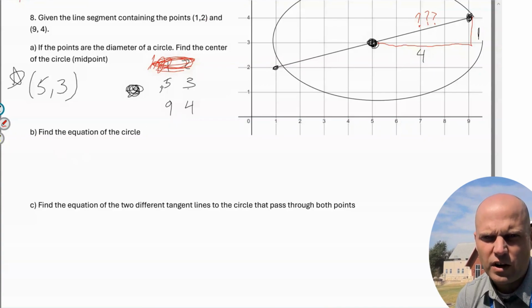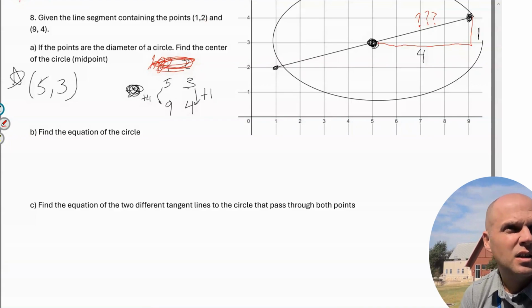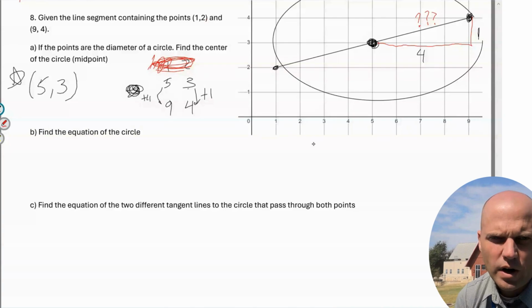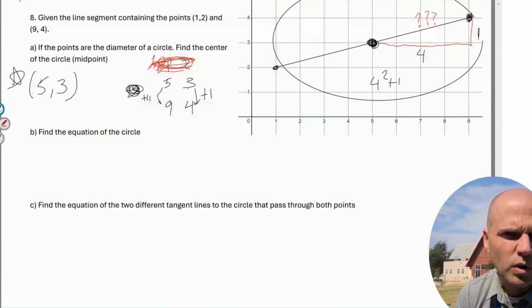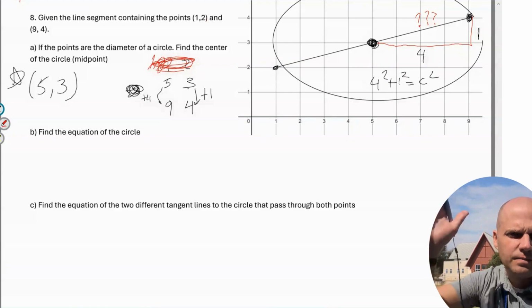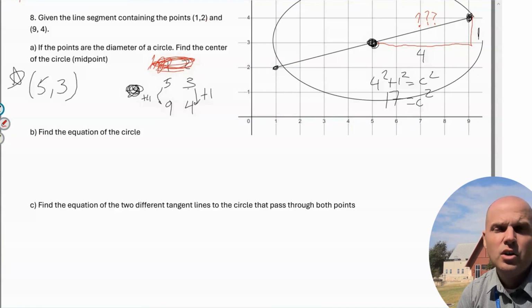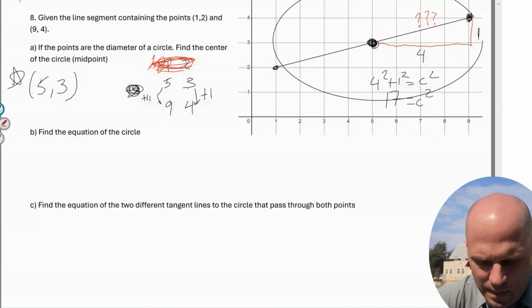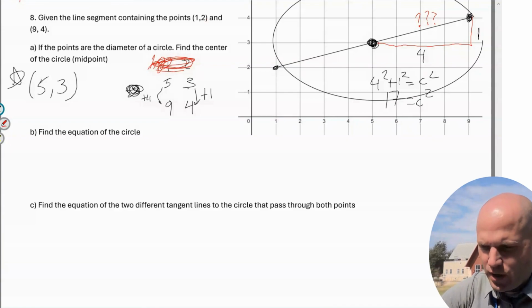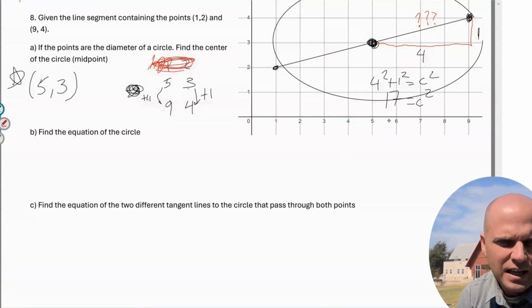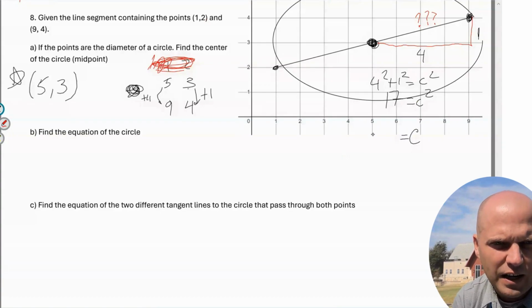And we'd figure out the length of the radius: 4 squared plus 1 squared equals c squared. This is 17 equals c squared. Too many of you were freaked out when you got an answer that could not be simplified. Not everything can be simplified. The radius is root 17.